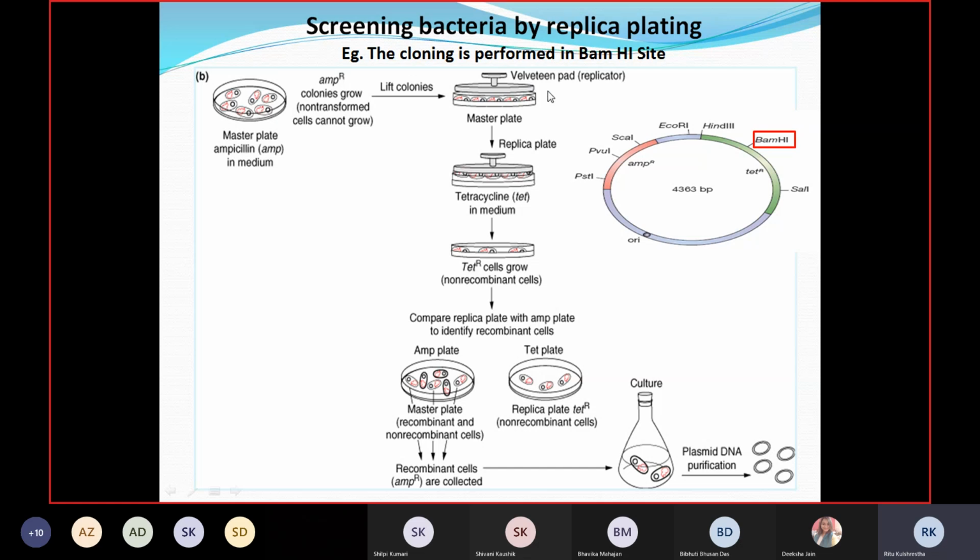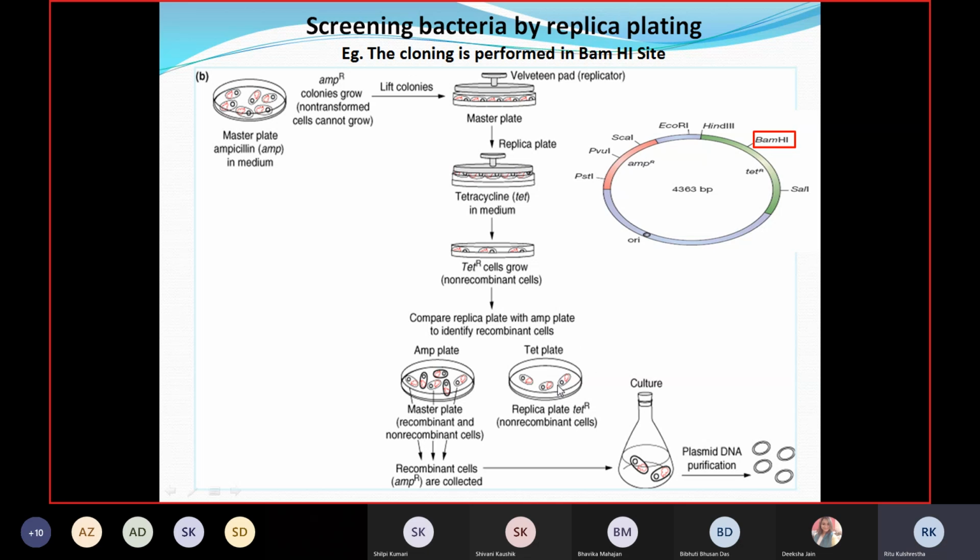Then you transfer these bacterial colonies with the help of a velveteen pad or let's say some membrane, and you take it up on that particular membrane. Once that membrane has taken up the replica of these bacterial colonies, you stamp that membrane onto tetracycline containing media. Here, those bacteria will grow which have taken up only the non-recombinant plasmid. So those only will grow.